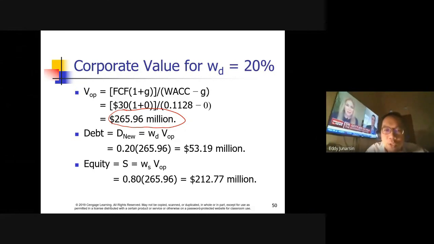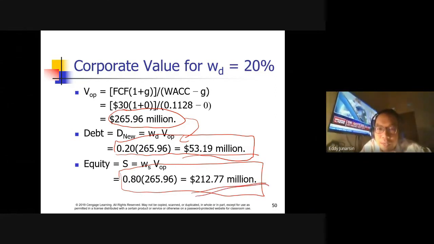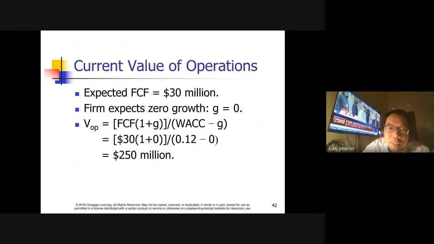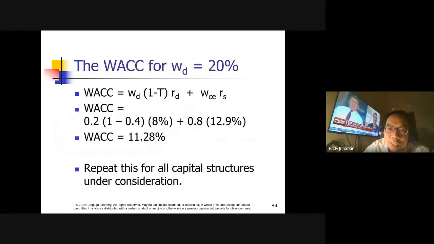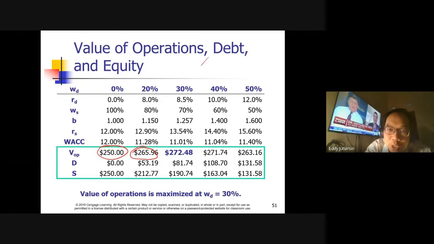Of course, if you want to split it in details, 20% of it would be in the form of debt, and 80% would be in the form of equity, 53 and 212 respectively. But the essence is this one, 265, the total value. Previously we saw that when we used no debt, the value was 250. When you use 20% debt, the value is 265.96.